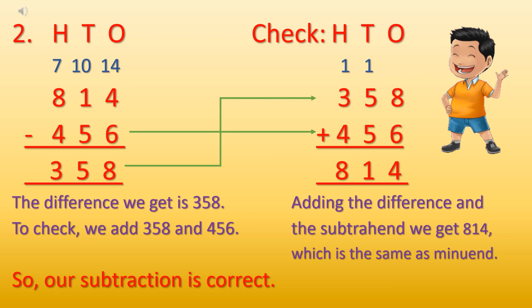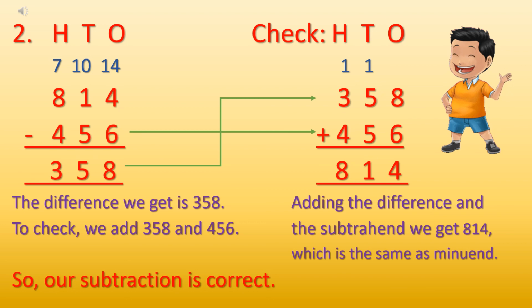8 plus 6 is 14. We will write 4 in ones place and 1 will be carried over to the tens place. So now we will add tens. 5 plus 5 is 10 and 1 was carried over, so 10 plus 1, 11. We will write 1 in tens place and the other 1 will be carried over to the hundreds place. Now we will add hundreds place. So 3 plus 4 is 7 and 1 was carried over, so 7 plus 1, 8.